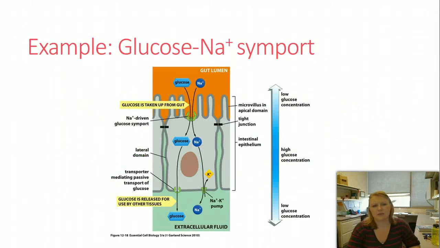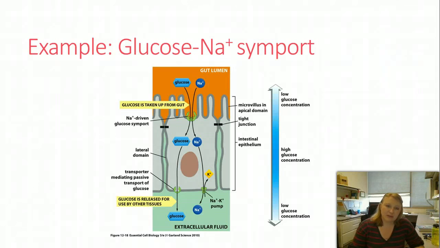Now let's look at how this works in the body. So we have the cells that line the lumen of the gut. Inside the gut lumen we have low concentrations of glucose. We couple this with the sodium to bring it into the gut cells, which obviously should have a higher concentration of glucose because they're right there where the food is being broken down. So they have a higher concentration.